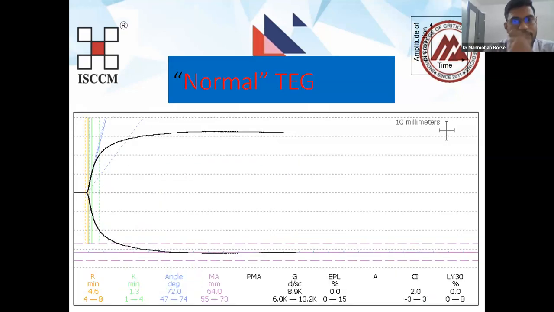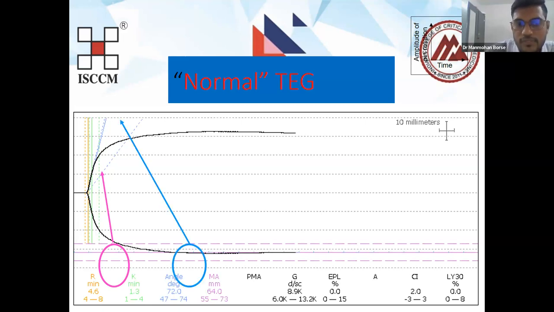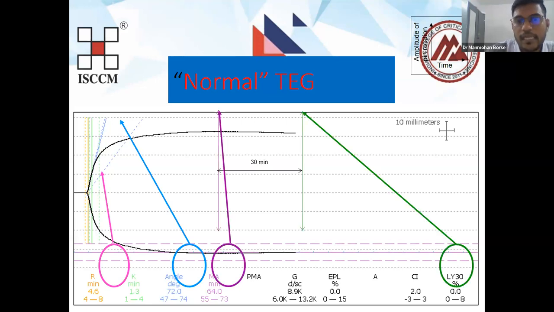Okay, so we'll see four graphs: normal TEG, hemorrhagic TEG, prothrombotic TEG, and fibrinolytic TEG. It will clarify all the parameters which we have discussed till now, and then you can put your questions. Okay, so the K time, which is the beginning and strengthening of the clot. Normal K time is 1 to 3 minutes. Okay, the alpha angle, the maximum amplitude, and the lysis at 30.